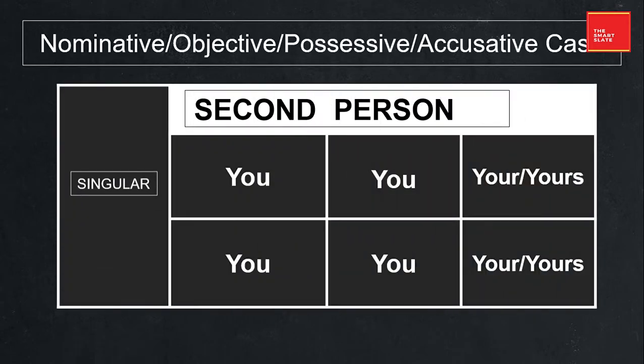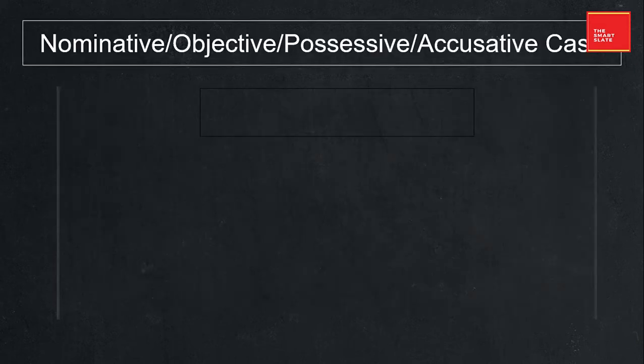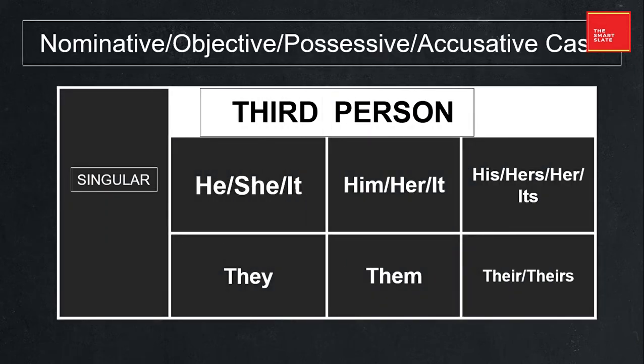Next is for the second person. In the singular you can say you or your or yours and in the plural you can say you and your or yours. In the third case, that is third person, in the singular we have he, she or it and in the plural we have they. Because we are pointing out at third person, like they said something to her. So here it's not the second person but the third person. And for him, her and it is them and his, hers or her or its, it is theirs.